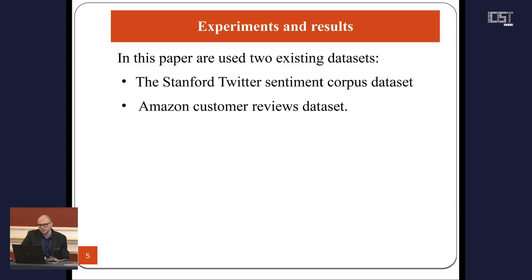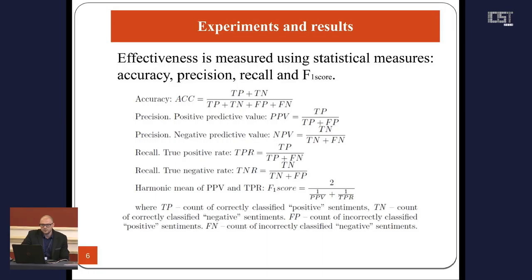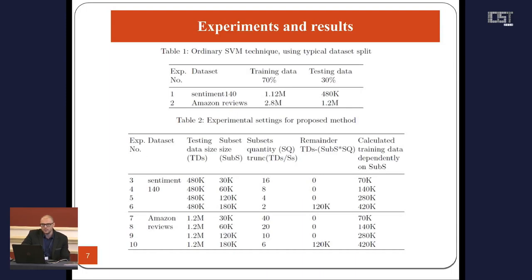As I mentioned, we used two existing data sets. They were selected because both are very good for testing, since they are labeled already. So in our case, we can just test our method instead of labeling by hand. Effectiveness is measured using statistical measures like accuracy, precision, recall, and F-score, in other words the harmonic mean. And this is our experiment settings.